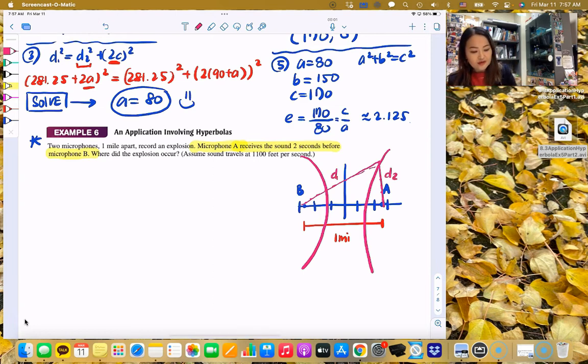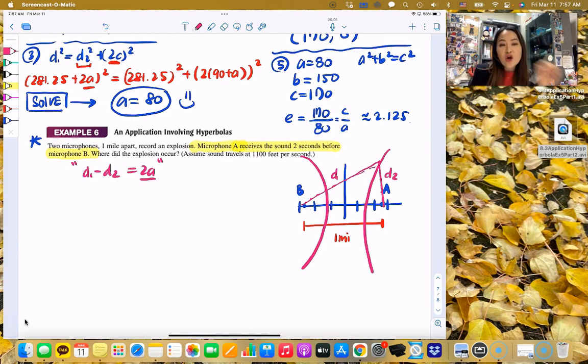Again, following the other example, we know a lot of things. This 2A is a constant, and you remember that constant is actually the value of 2A. So that's what this implies. Microphone A receives the sound 2 seconds before microphone B. I want you to think about it. This one receives it first, it travels here, but really that distance is 2A. Think about that, okay? So let's actually organize a little bit.